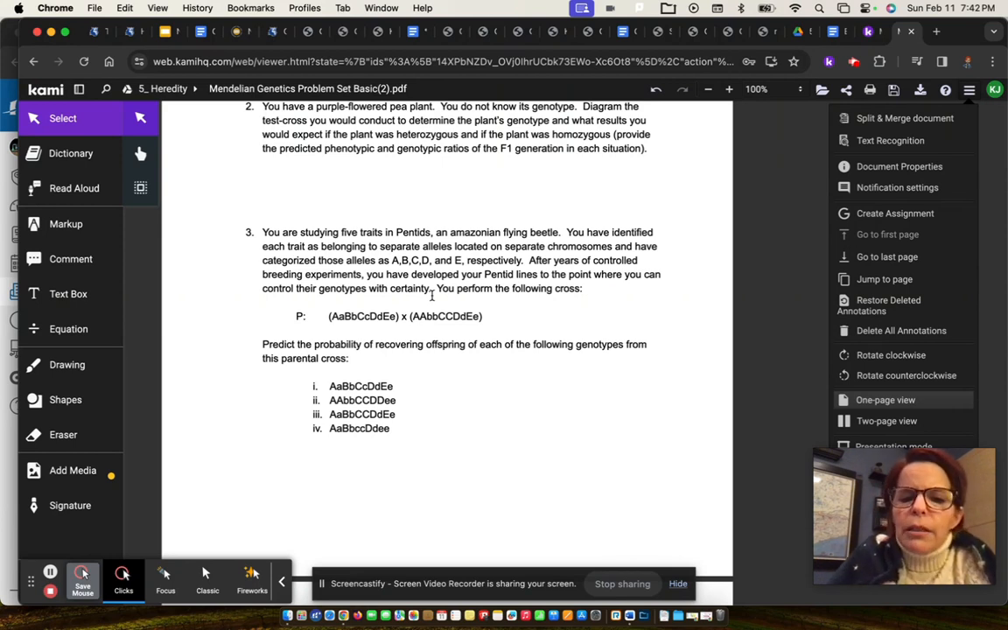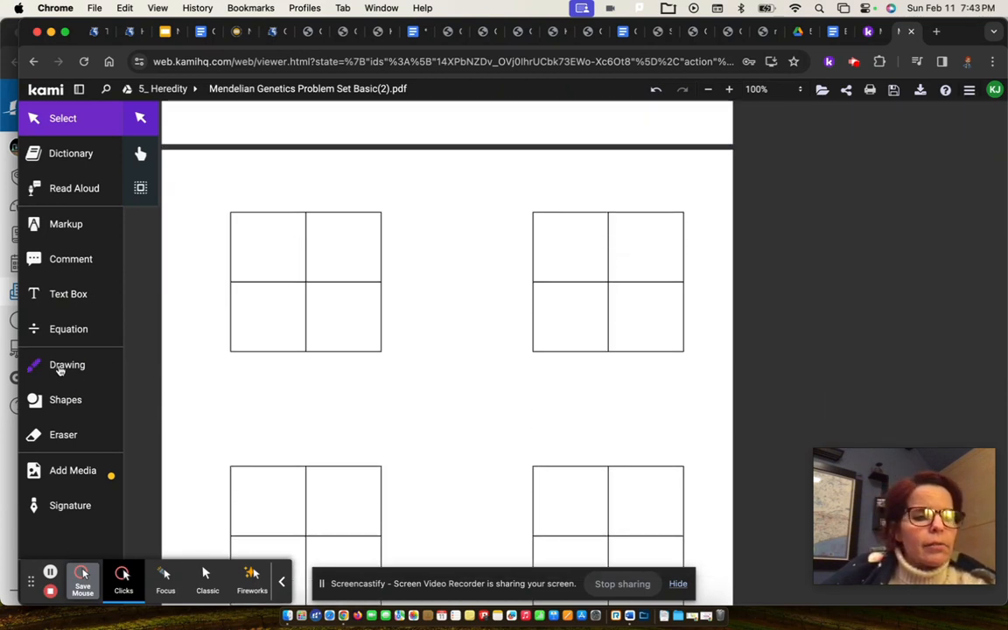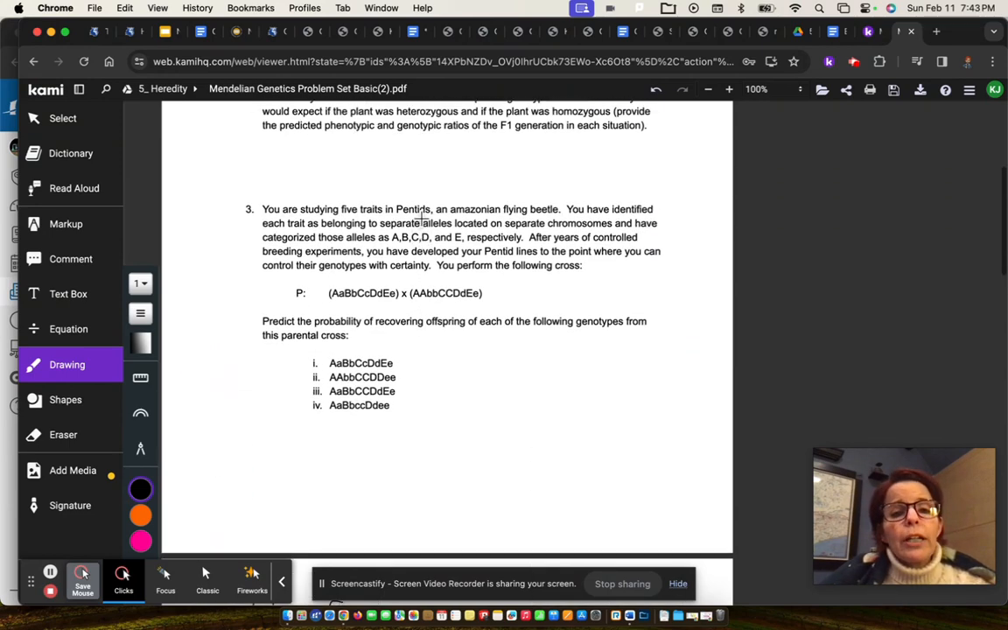Predict the probability of recovering offspring of each of the following genotypes from this parental cross. All right, well, let's try it. So we're going to look at the A trait. Under the A trait, one parent is big A, little a, and the other parent is big A, big A. So let's do that right here. Big A, little a, and big A, big A. Okay, so that's one cross.